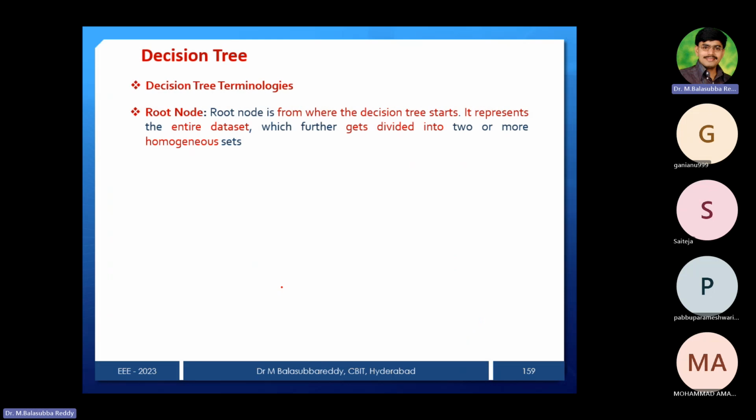And terminologies: in the decision tree we are going to use some terminologies, because the root node is there, leaf node will be there, decisions are there, like that. Some terminologies are very important. The first one is root node. The root node is from where the decision tree starts. That's what we call a root node.